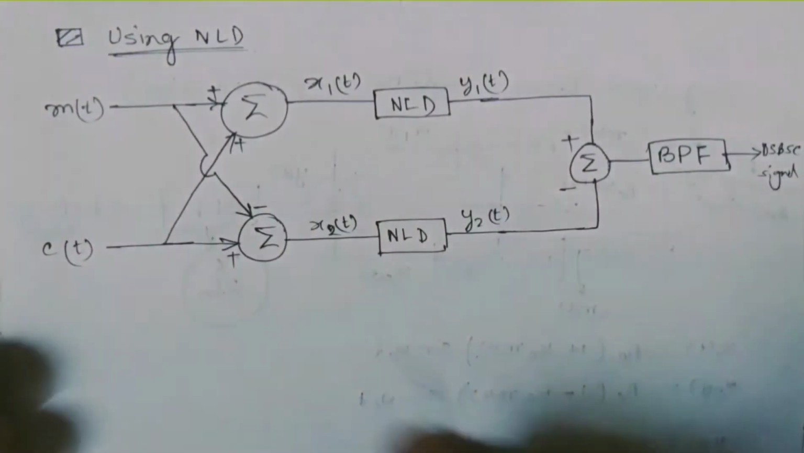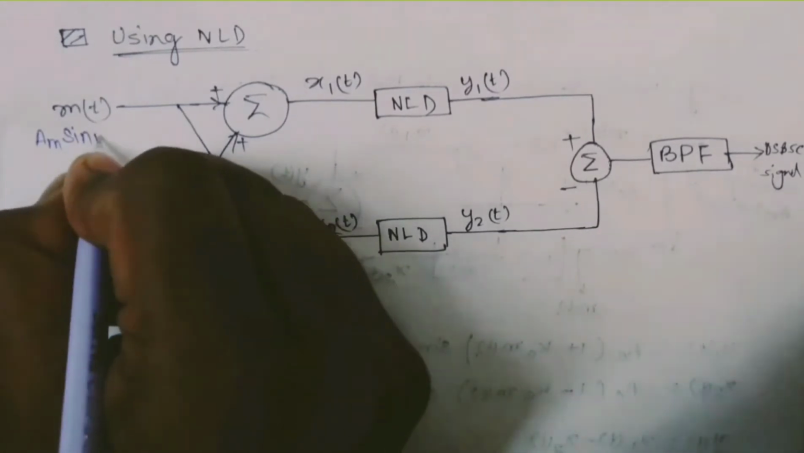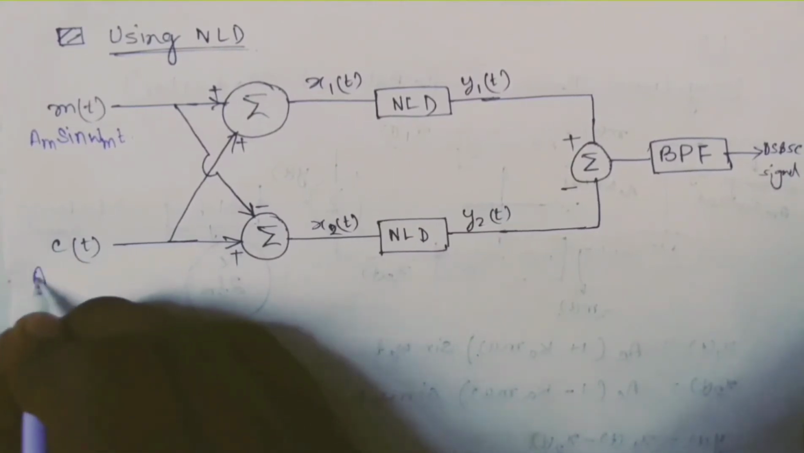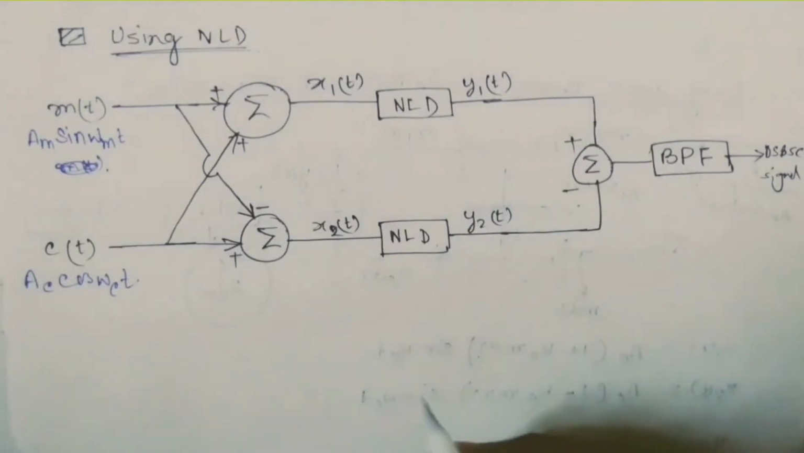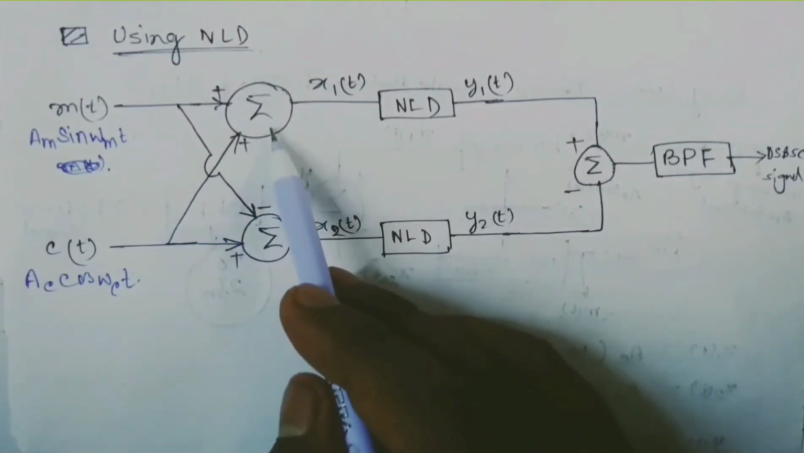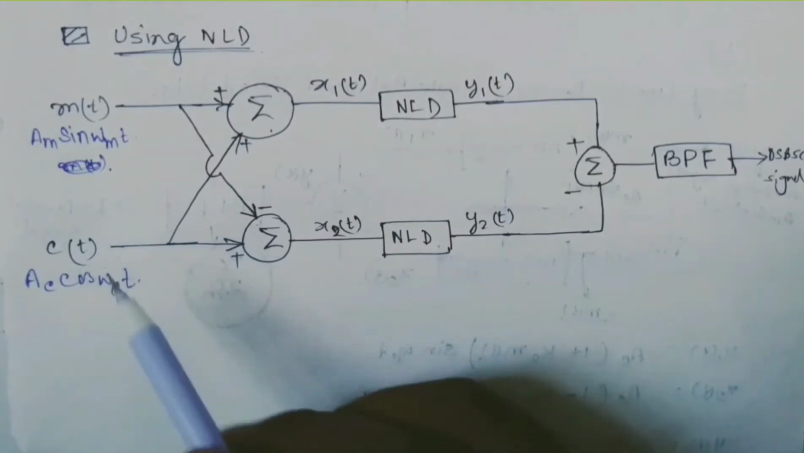Now let us discuss generation of DSB-SC using a nonlinear device in single balanced modulator. The general block diagram is like this. Here m(t) is the message signal, which is Am sin omega m t, and suppose c(t) is the carrier signal, Ac cos omega c t. In this process we are using three adders. The carrier signal and the message signal in this adder are added, and in this adder the message signal is subtracted from the carrier signal.